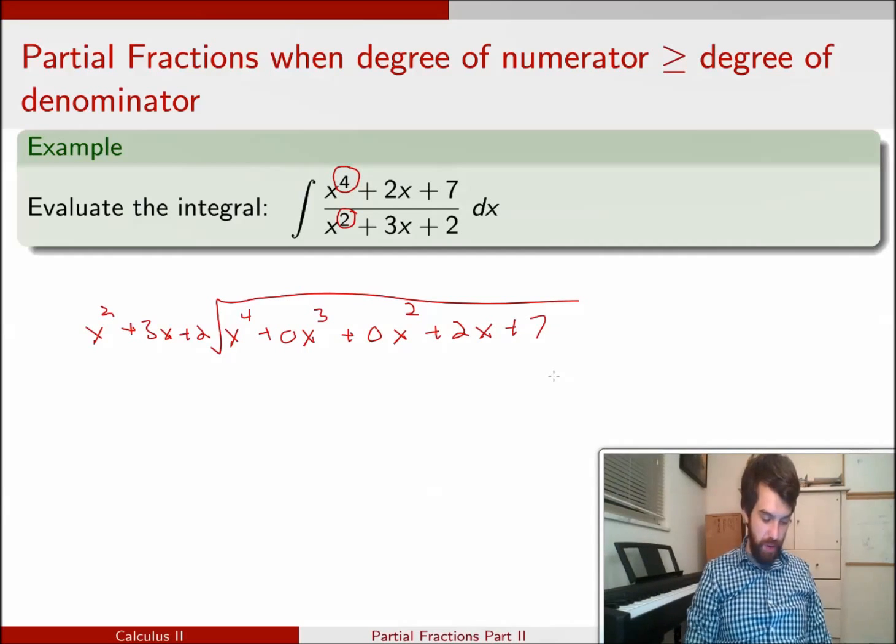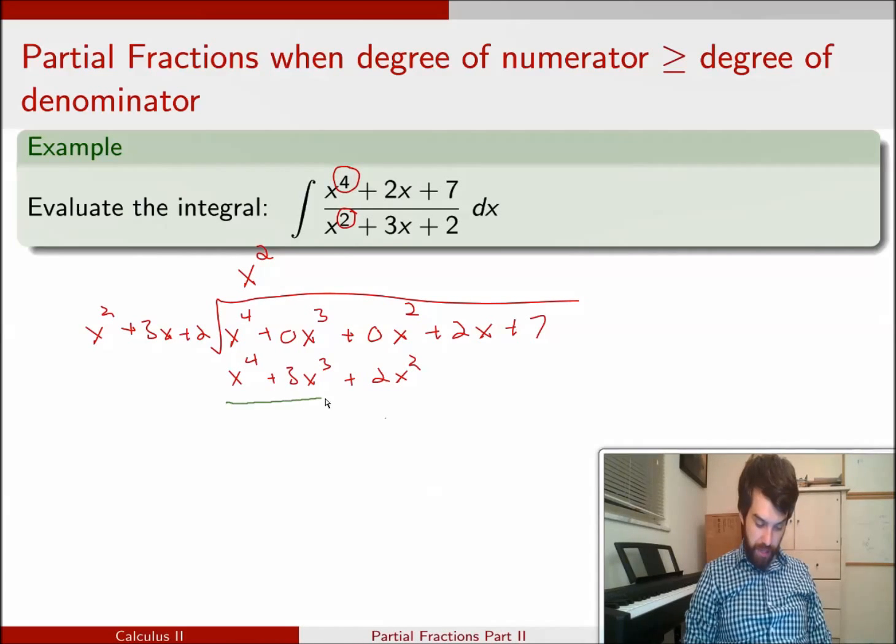All right, so we have an x squared. We need to get up to an x to the 4th. So I'm going to put an x squared up here. x squared multiplied by x squared plus 3x plus 2 is going to give me x to the 4th plus 3x cubed plus 2x squared. And I'm going to take the top row and subtract it off of the bottom row.